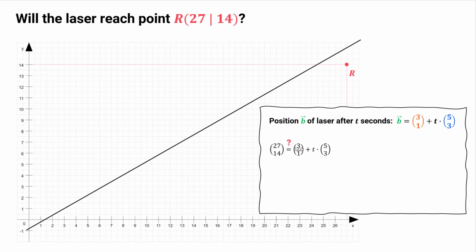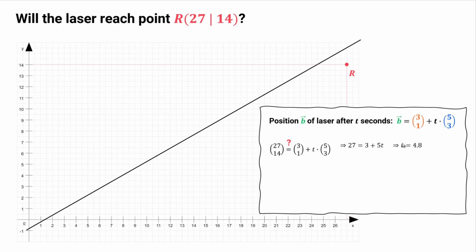So these are two linear equations with one unknown. So let's look at the top one, which is 27 equals 3 plus 5t. One linear equation with one unknown that we can solve now for t, and we get t is equal to 4.8. Now this means that after 4.8 seconds, the laser will reach the x-coordinate 27. And we need to check now whether it also reaches the correct y-coordinate, which should be 14 in this case.